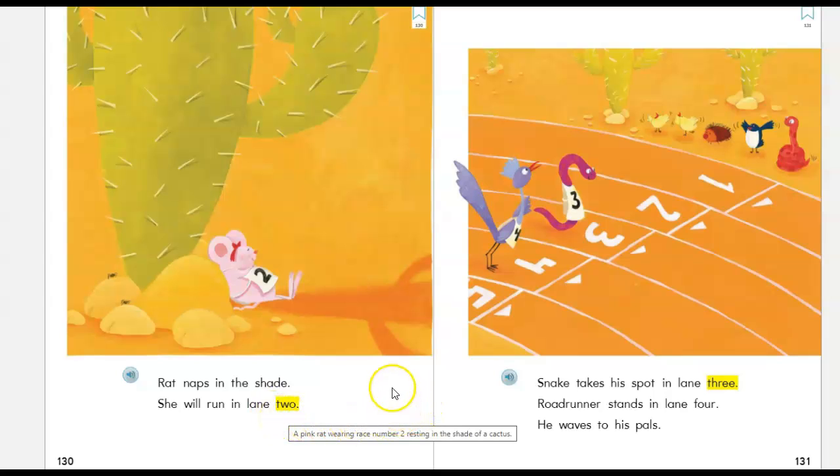So what is Rat doing? She is resting before the race.